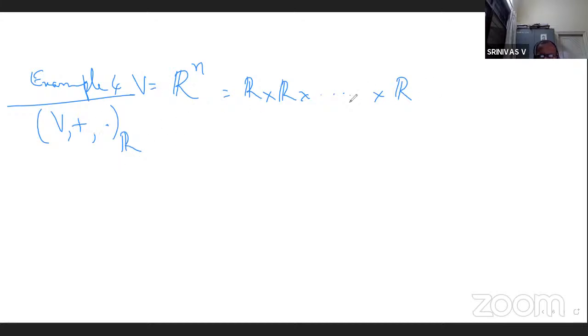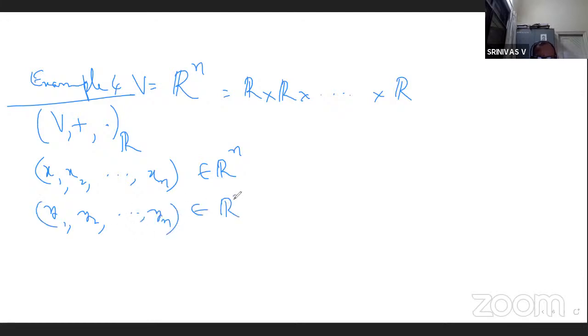So here we have to take n, right? This is the Cartesian product of n sets. So we have elements of the form x1, x2 up to xn. Elements in this Cartesian product of n sets are n-tuples x1, x2 up to xn, where each xi is coming from R. Okay, this belongs to Rn, right? So to add two vectors in Rn, we should take another vector also. Let us take it to be y1, y2 up to yn. Let us take this also to be from Rn.